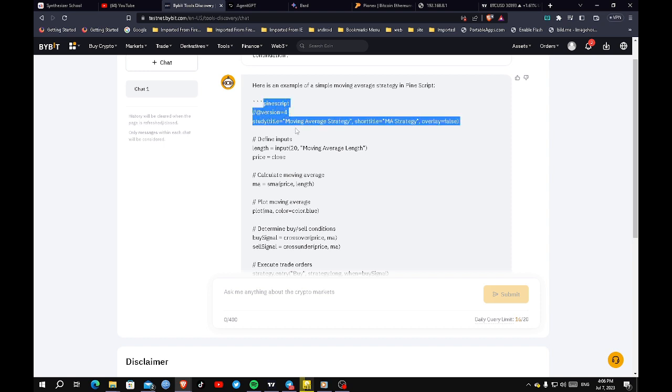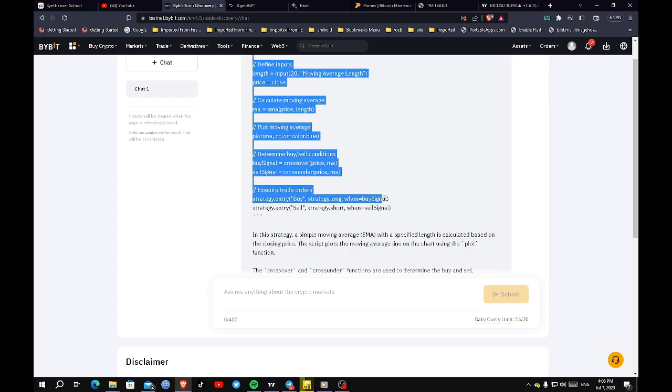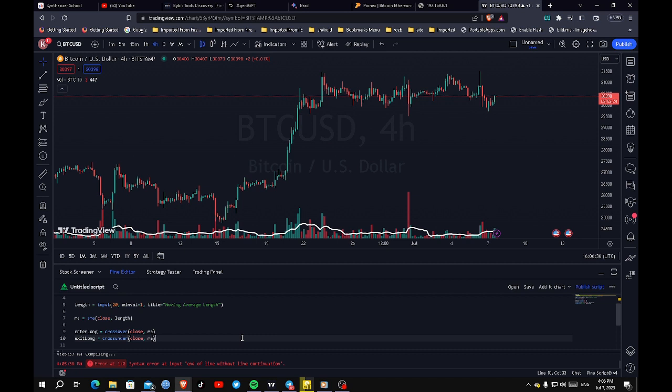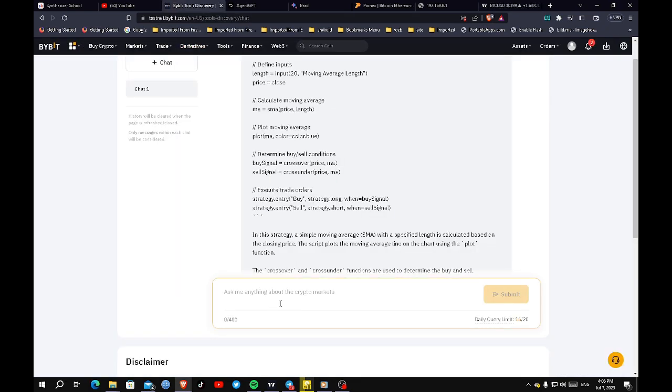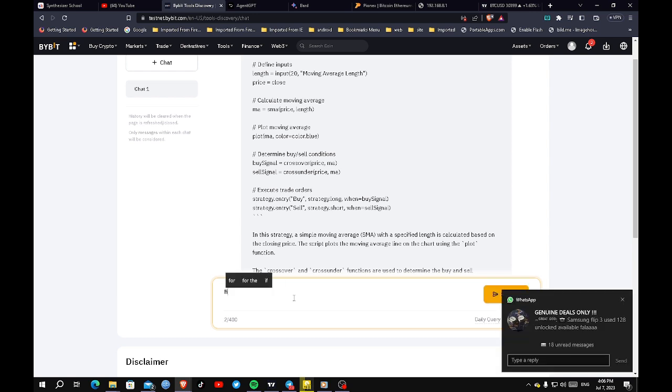So you copy the trading strategy, copy it, and you paste it here. Okay, and yes, you have to fix this one as well. Okay, so fix the error.